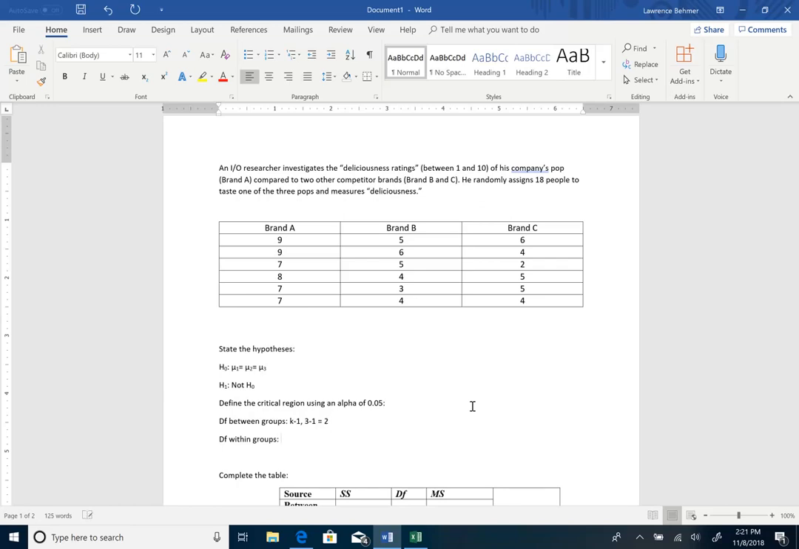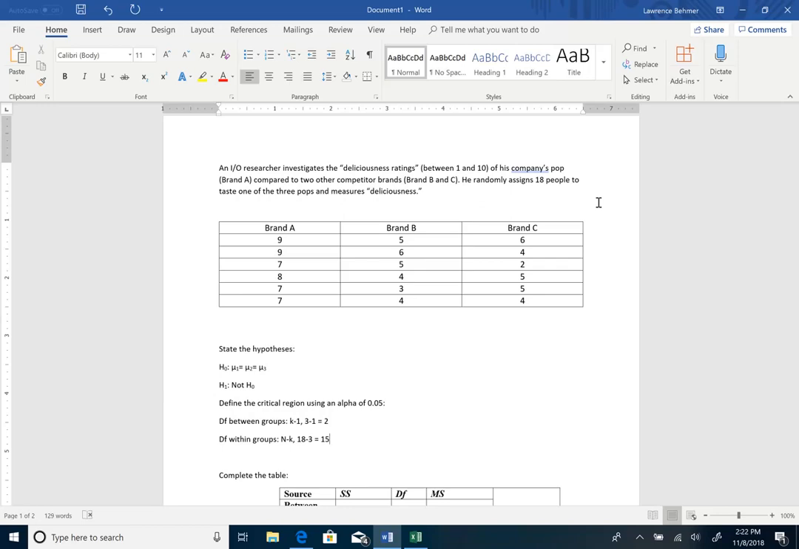Our degrees of freedom for within groups is big N, right? Which means the number of all of our participants in the study minus K. So we know we've got 18 people in this study, right? 6 here, 6 here, 6 here, times 3 conditions, that's going to be 18. So 18 is our big N, so we're going N minus K, right? And so what we're doing is 18 minus 3 equals 15. So our degrees of freedom for between groups is 2, and our degrees of freedom for within groups is 15.